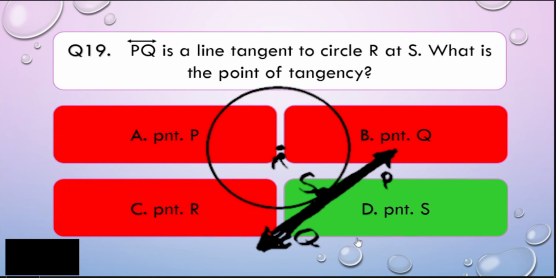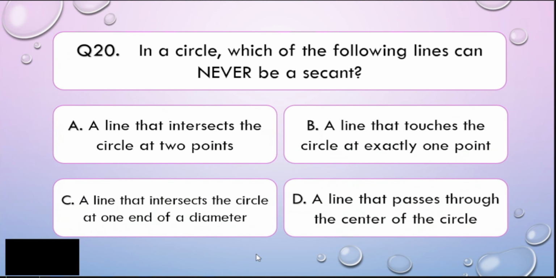So now, let us go to question number 20. In a circle, which of the following lines can never be a secant? Is it A, a line that intersects the circle at 2 points? B, a line that touches the circle at exactly 1 point? C, a line that intersects the circle at one end of a diameter? Or letter D, a line that passes through the center of the circle? I'll give you 5 seconds to think about your answer.